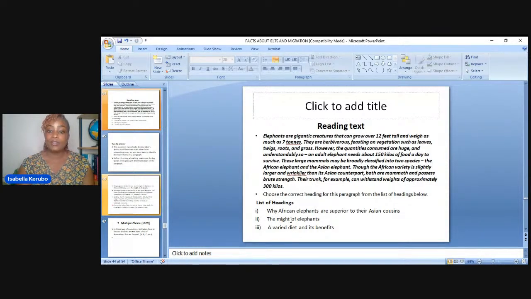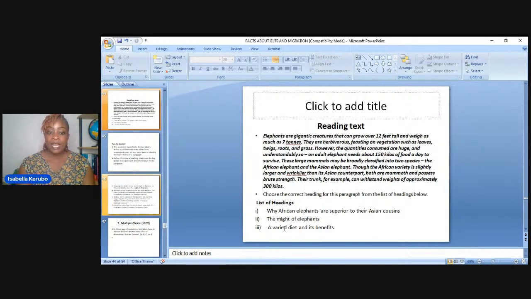Number two, the might of elephants. This whole text is talking about the elephants: their size, their weight, what they can do, their diet, what they eat, and all this information. So this text is all about the elephants. So number two, yes, this is one possible best heading for this text, because I really want us to go through all the options.